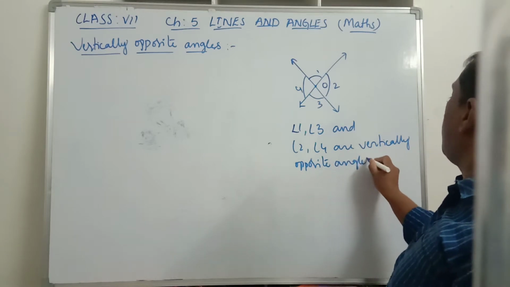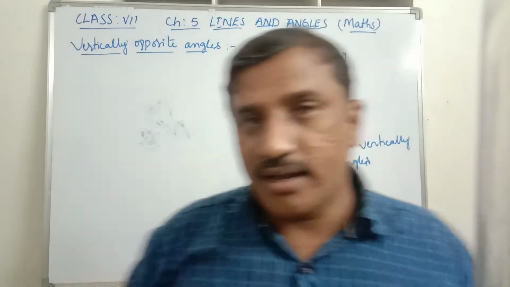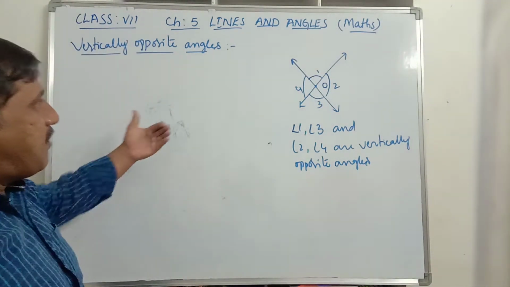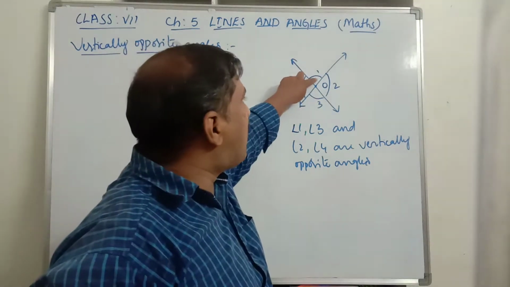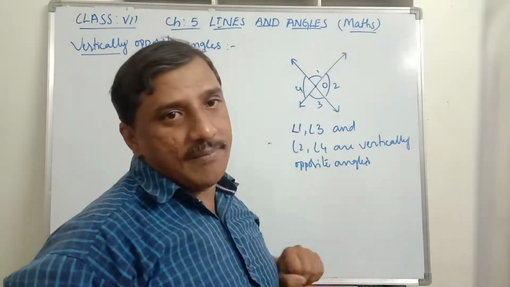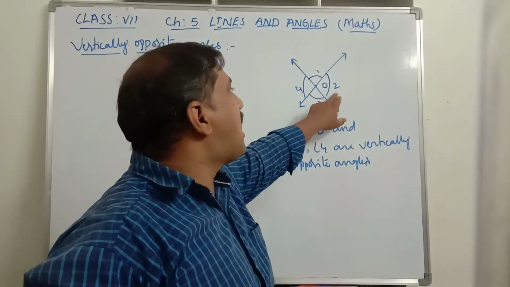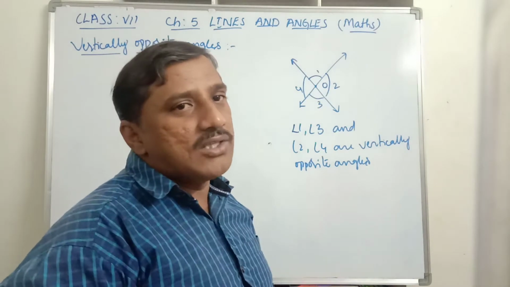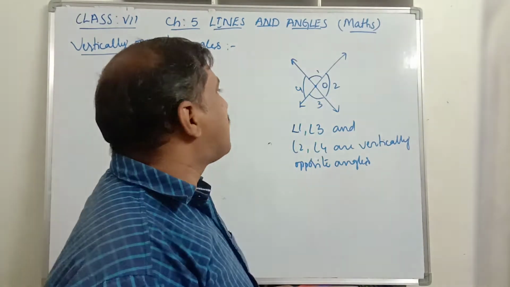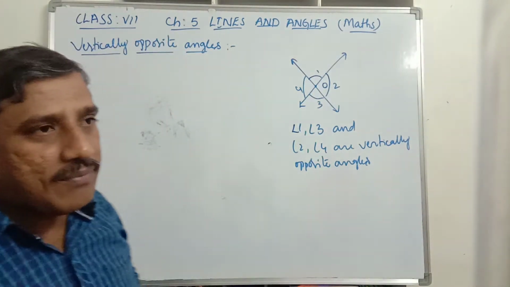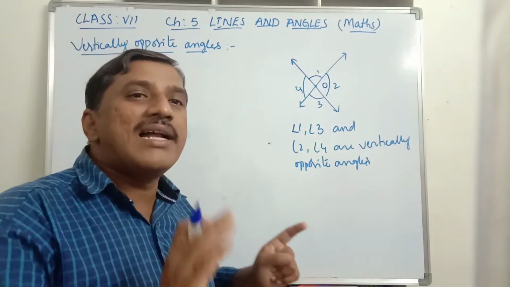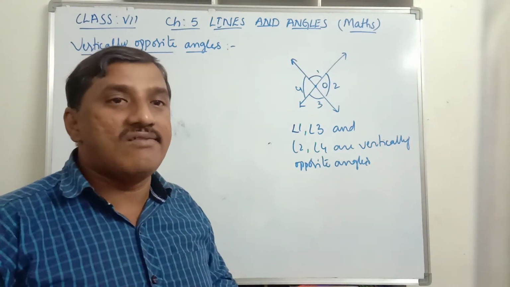So then what is the relation between these vertically opposite angles? Relation in the sense whether they are equal or not. If you measure angle 1 and angle 3 using a protractor, we will find their measures are equal. Similarly, if you measure angle 2 and angle 4, their measures will also be equal. That is, angle 2 is equal to angle 4 and angle 1 is equal to angle 3. What can we conclude from this? When two lines intersect each other at one point, the vertically opposite angles formed by these two lines are equal in measure.